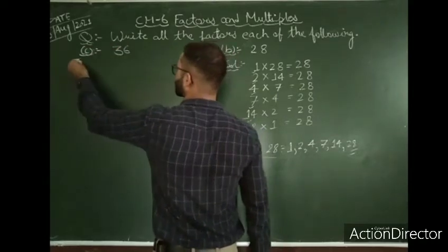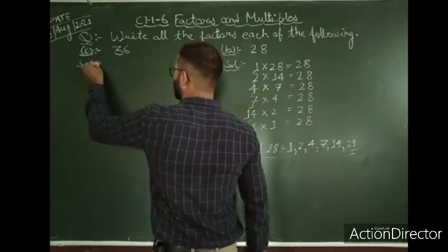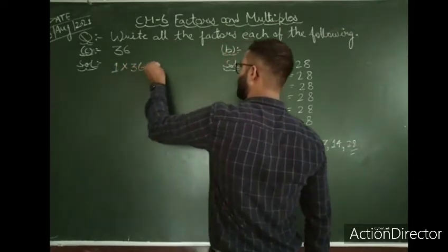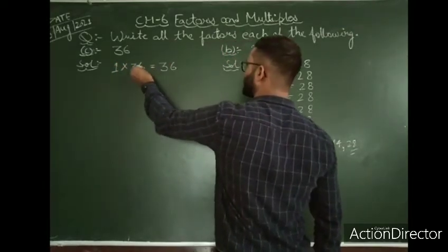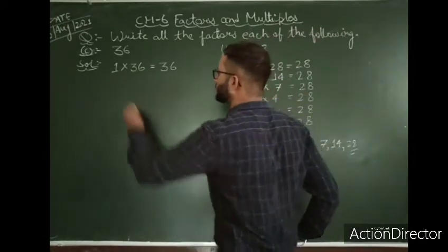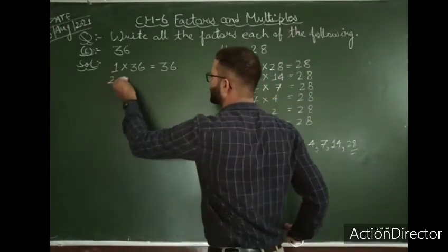The number is 36. We start with 1: 1 multiplied by 36 gives 36 as the product. After that we divide 36 by 2. How many times does 2 divide 36?